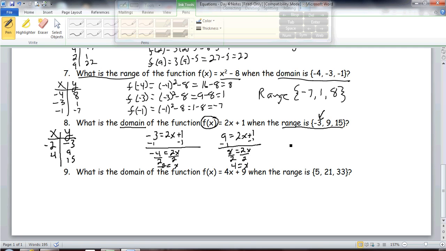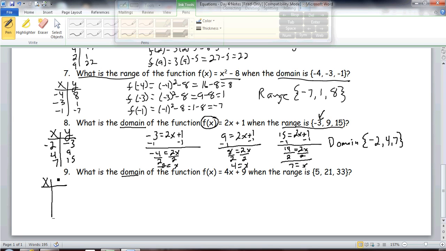Now I'm going to do this one with a 15. 15 equals 2x plus 1. Again, subtract the 1, divide by the coefficient, and I get x equals 7. So now to write my answer, I will say the domain, and put it in order from least to greatest, -2, 4, 7. Again, we're looking for the domain.